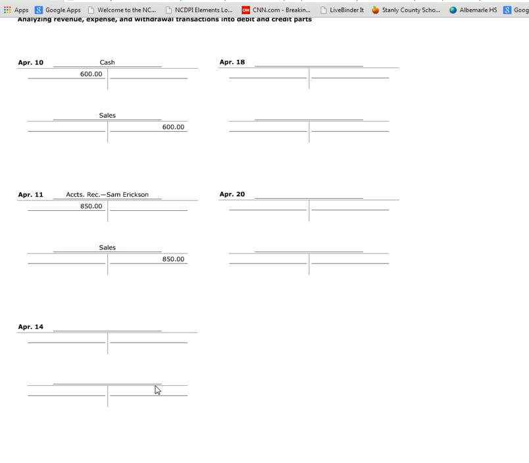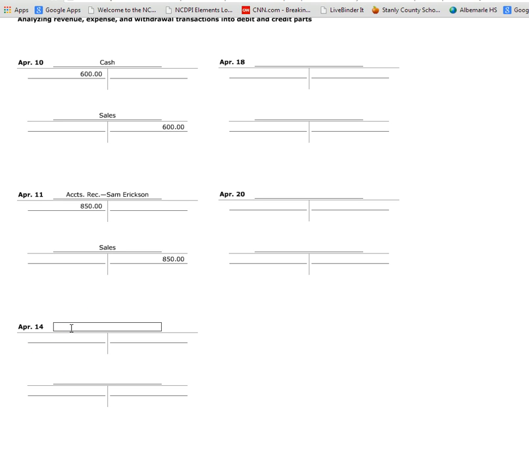On the 14th, paid cash for rent. Cash is our asset account. Cash goes down, decreases. Rent is considered an expense. And expenses ultimately reduce the owner's equity account.